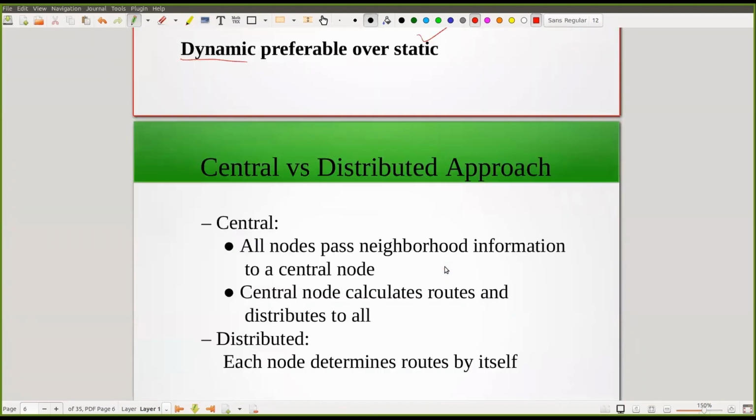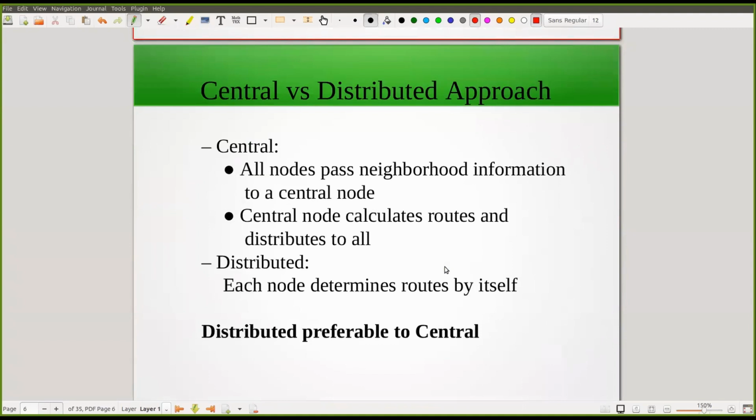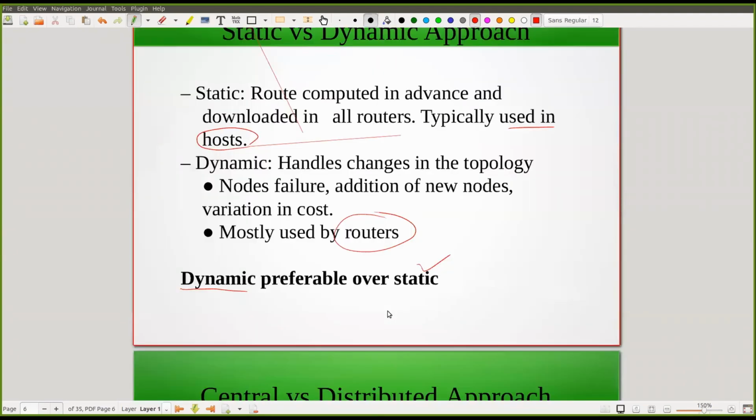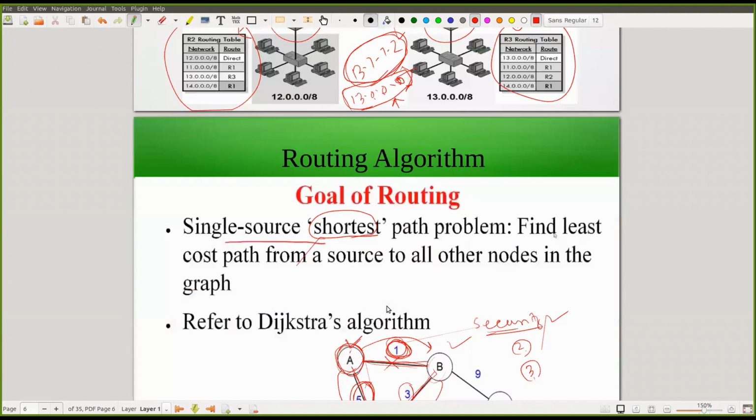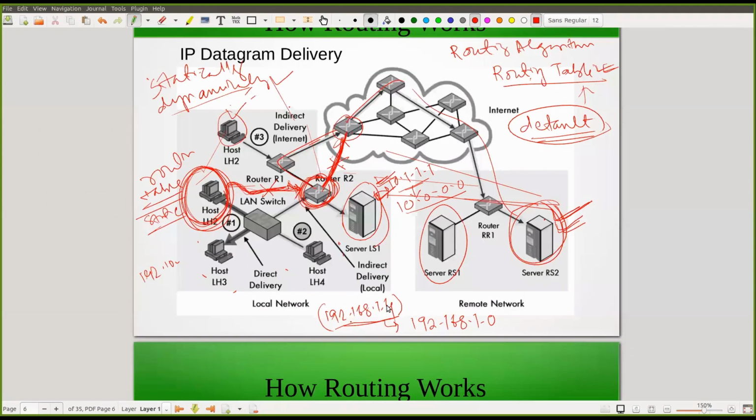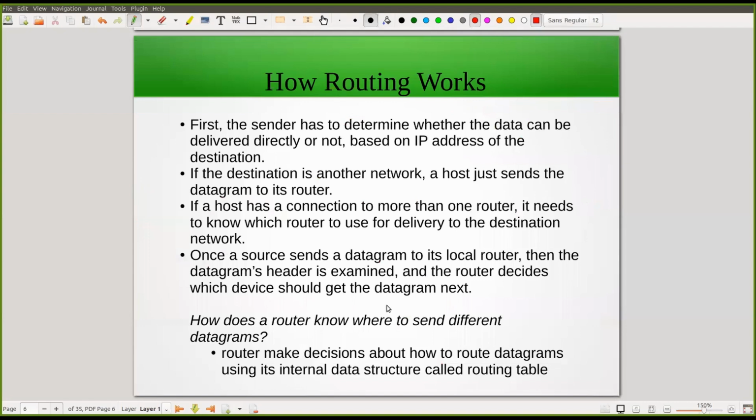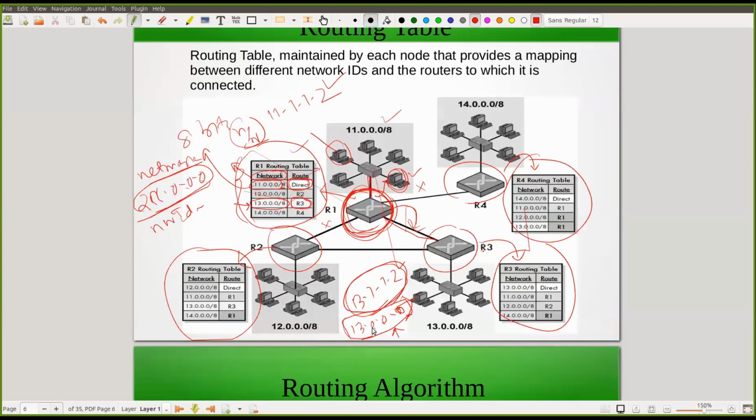Another approach, next approach. It can be centralized, it can be distributed. What I mean to say by centralized and distributed, let's look into this diagram once again. Go back to this diagram to understand centralized and distributed. Look into the diagram. Now if I look into this diagram, if it is centralized, what kind of approach do you have to follow? Let me erase this.